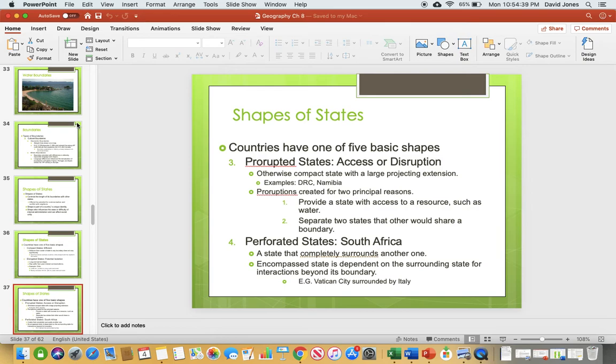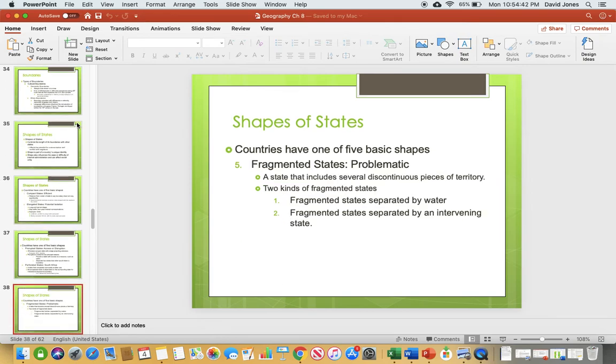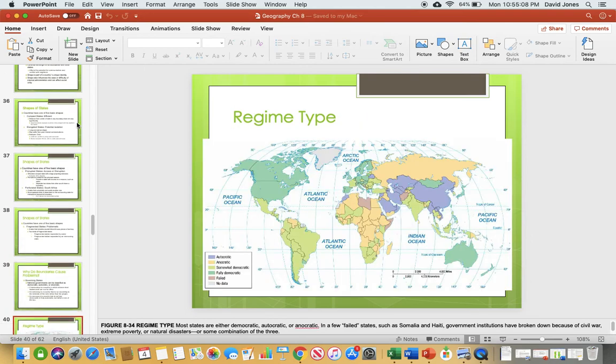And then we have what are called fragmented states, and this would be the United States. This would be any sort of island state where you have some sort of discontinuous pieces of territory. Alaska would make the United States fragmented because there's another country between us and them. The pieces that are disconnected, so Alaska would be an example of what's called an exclave. An exclave is a part of a country that is disconnected from the rest of that country. So that would make a country fragmented. So those are our 5 shapes of states. Please make sure that you know those.